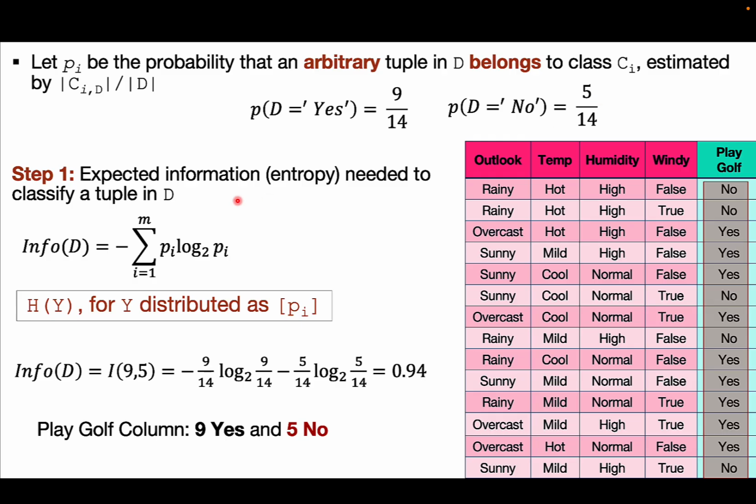And to compute the entropy before the split, we plug in the values, minus 9 over 14 log 2 9 over 14, then minus 5 over 14 log 2 5 over 14. And we end up with 0.94. So this is the entropy before the split.